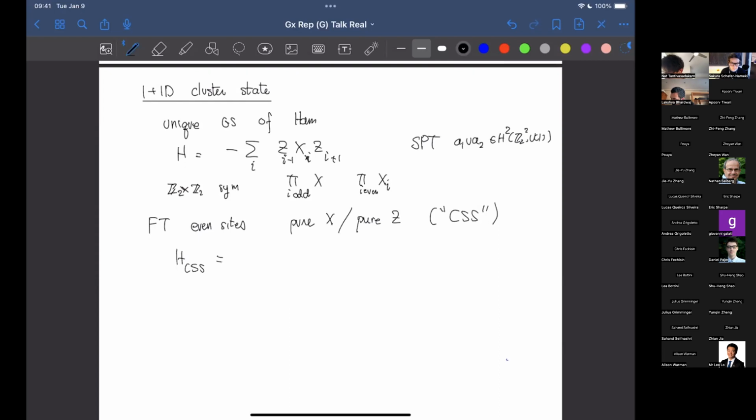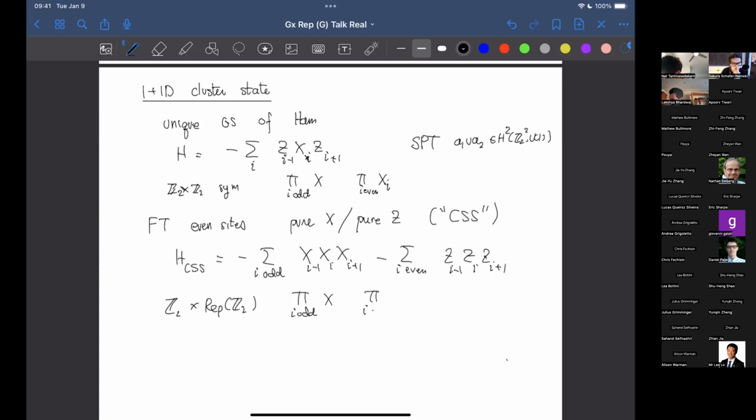And if you do that, what happens is all the odd sites will now look like XXX. And then all the even sites will look like ZZZ. Okay. And now the symmetry will be Z2 times rep Z2, where the odd sites are acted by X and the even sites are acted by Z. And this is the basis I want to use.